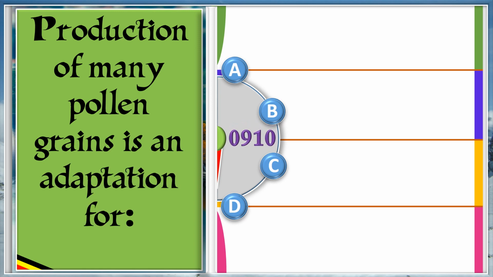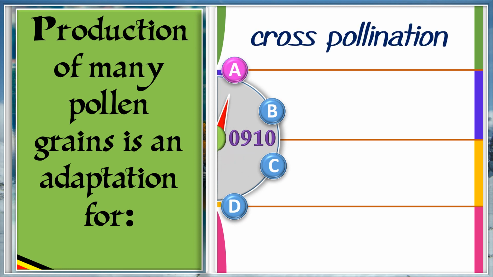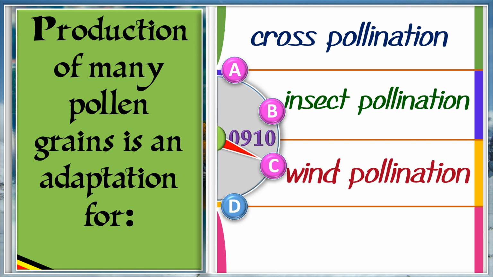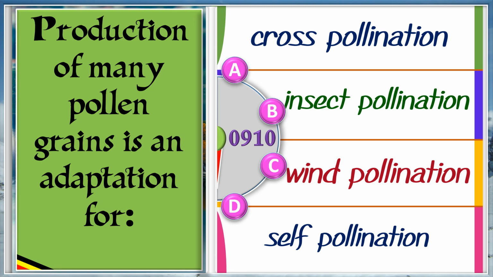Production of many pollen grains is an adaptation for A. Cross-pollination. B. Insect pollination. C. Wind pollination. D. Self-pollination. And the answer is C. Wind pollination.